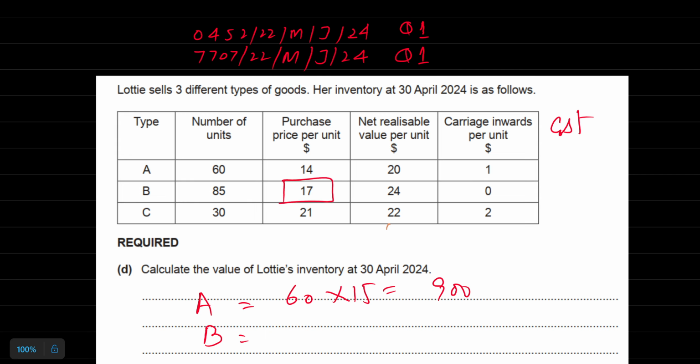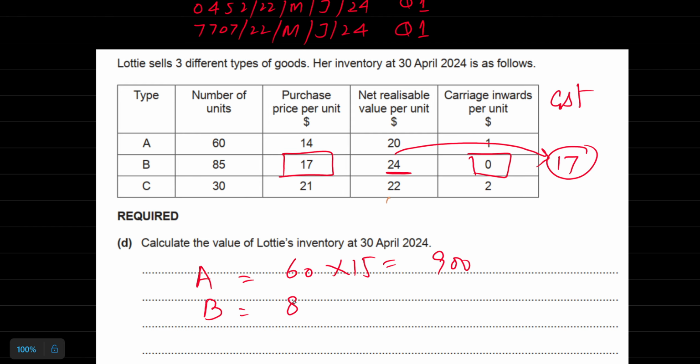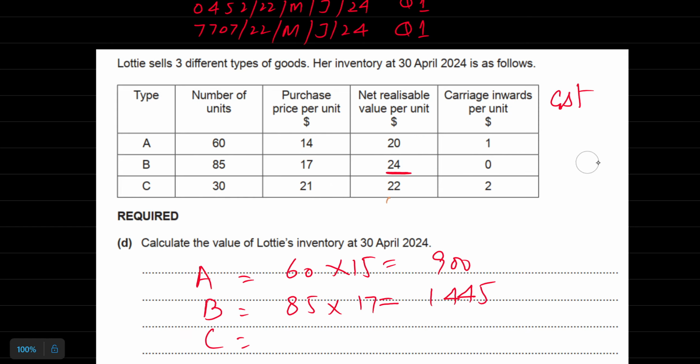So for B, cost is 17 plus 0, 17, and net realizable value is 24, and again the lower value is 17. So for B, we will multiply 85 with 17 and the answer is 1445. For C, cost is 21 plus 2, 23, and net realizable value is 22. Because the lower is 22, we will record it at 22.